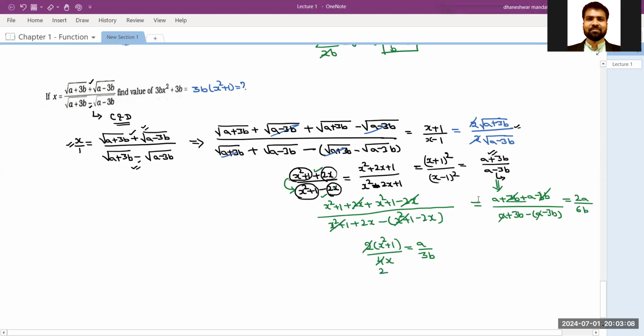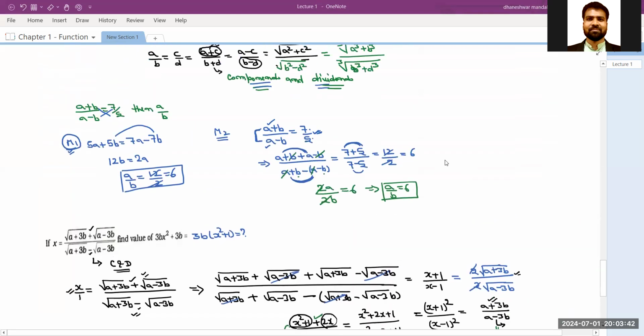Okay, is this clear? So from here, see, 3b is there and x square plus 1 is there. If I cross multiply, then 3b times x square plus 1 is equal to 2ax. It means the value of this expression is 2ax. So I am going to solve this question by using the componendo dividendo method. Is this method clear to everyone?